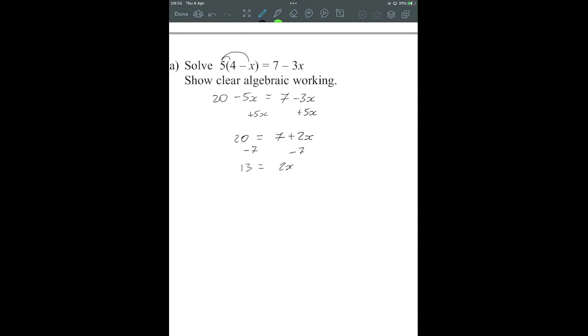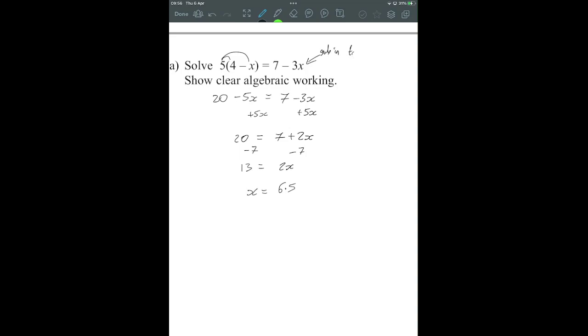Again, I'm getting a decimal answer, not wrong, but worth checking. And now I've got my answer, I can sub it back into the original to see if it actually works.